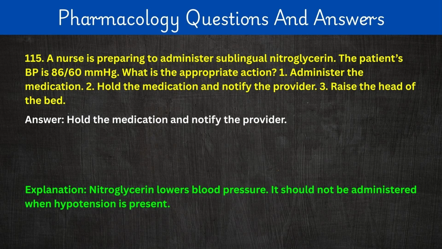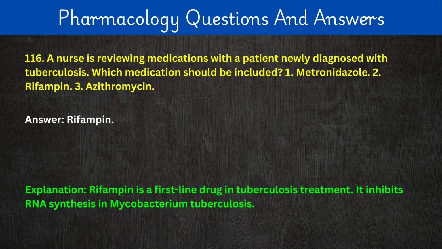Nitroglycerin lowers blood pressure. It should not be administered when hypotension is present. 116. A nurse is reviewing medications with a patient newly diagnosed with tuberculosis. Which medication should be included? 1. Metronidazole. 2. Rifampin. 3. Azithromycin. Answer: Rifampin. Explanation: Rifampin is a first-line drug in tuberculosis treatment. It inhibits RNA synthesis in Mycobacterium tuberculosis.